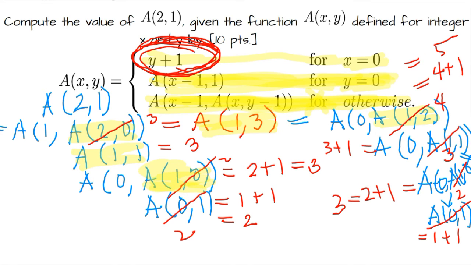Thus the final answer, A(2,1) is equal to 5. And basically that's it.